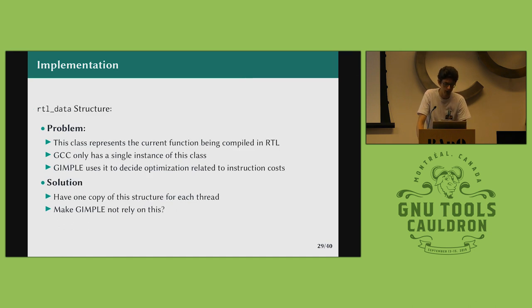We also have the RTL data structure, which represents the current function being compiled in RTL. GCC has one single instance of this class in the entire compiler. And somehow GIMPLE uses it to decide optimizations related to instruction costs, which I don't understand, because shouldn't GIMPLE only deal with hardware-independent stuff? So maybe a solution would be for GIMPLE not to rely on this for this part.